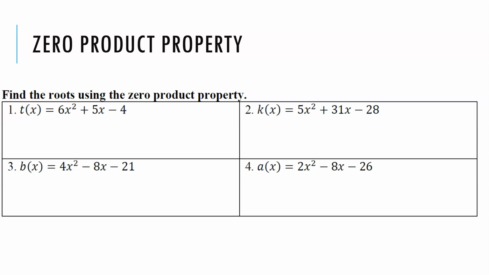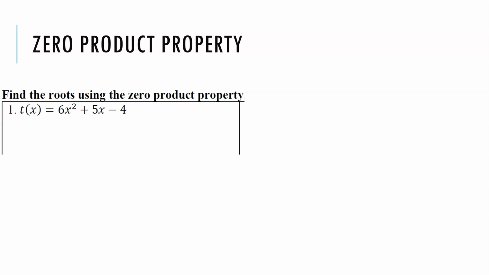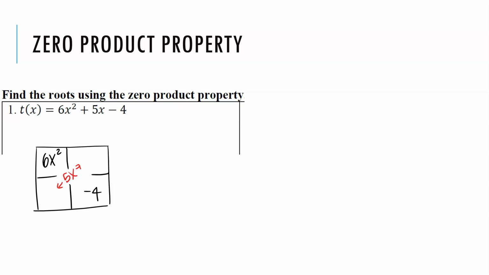Remember, the zero product property does require that you have factors, so we will do one example together for t of x. T of x is equal to 6x squared plus 5x minus 4. You are more than welcome to use any method that you want. I'm going to use the box method, but you can also use guess and check as well. So using the box, inputting the 6x squared, the negative 4, and trying to find two terms that will break up to add to 5x. I also want the product of my diagonals to be equal to one another, so the second diagonal has to also multiply and equal negative 24x squared.